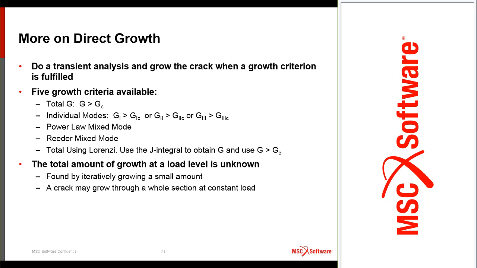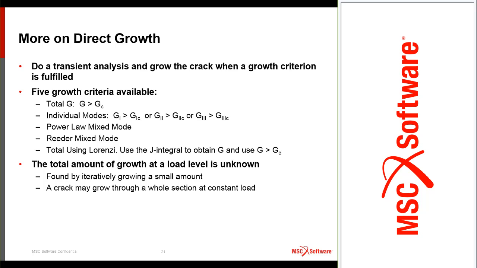Important thing here is that the total amount of growth is not known. That's part of the solution. You want to find, if I load this just above so I go above the growth criterion, does it grow a finite amount? Does it grow through the whole section or something like that? And since this is not known, we do use an iterative method to find the total amount for a given load level.